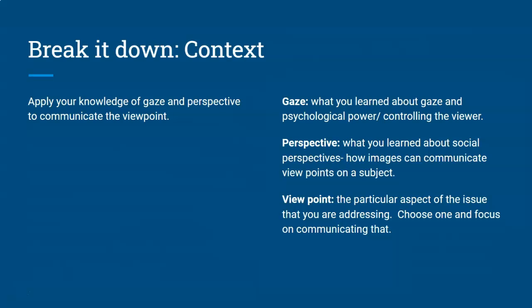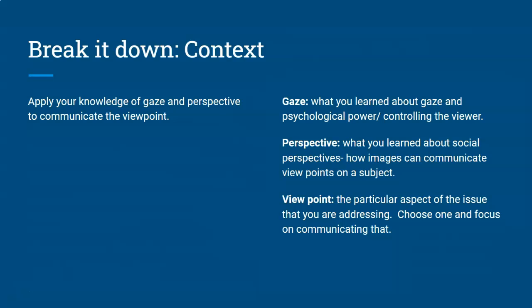your image. Perspective. Think about societal perspectives, how images can communicate viewpoints on a subject, where you can look at an image and know how the person feels, what side of the issue that they are experiencing or supporting. Viewpoint itself is a particular aspect of the issue that you're addressing. Choose one and focus on communicating that.